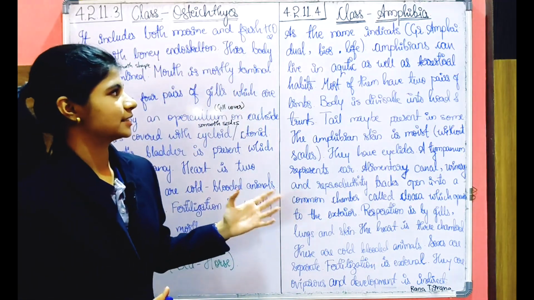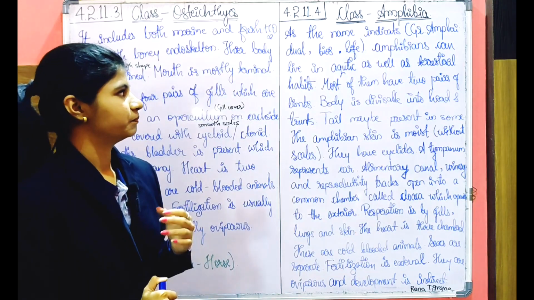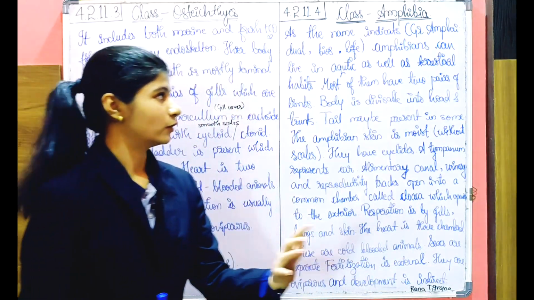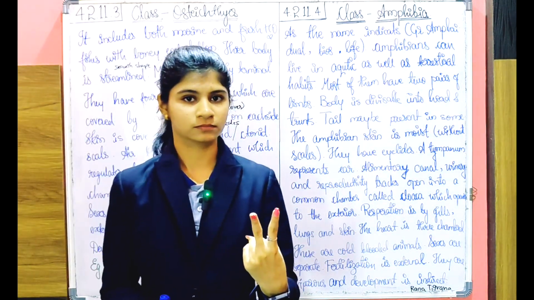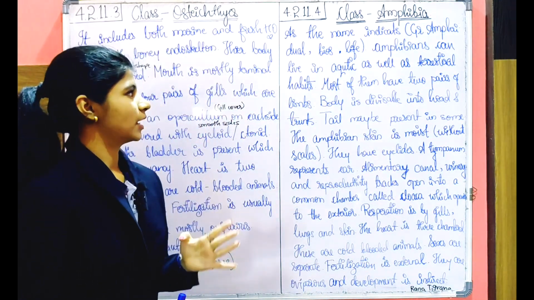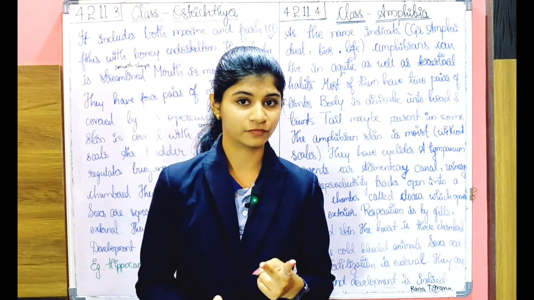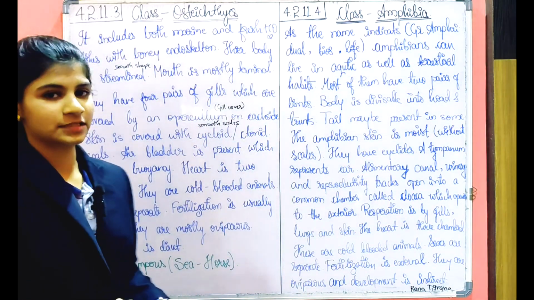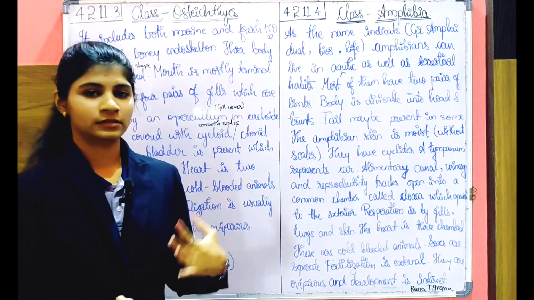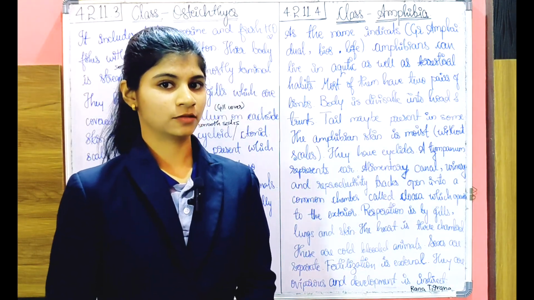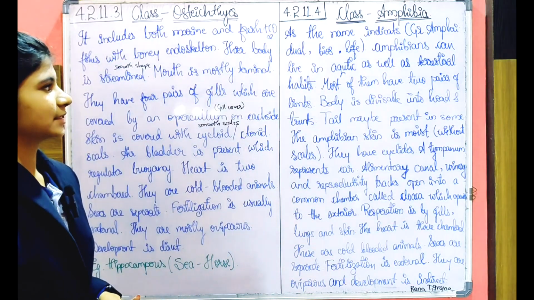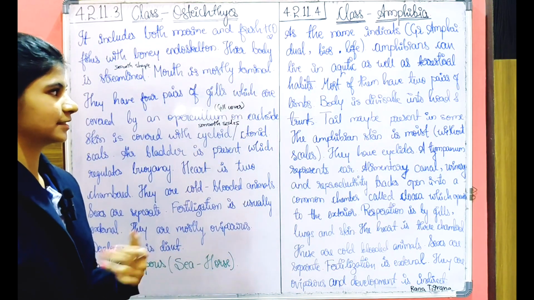Let us start. Let us separate and understand what this word amphibians means. Amphi means dual, and bios means life. Class Amphibia has dual life. Amphibians can live in aquatic as well as terrestrial habitats. That's why it is said to have two faces or dual lives.